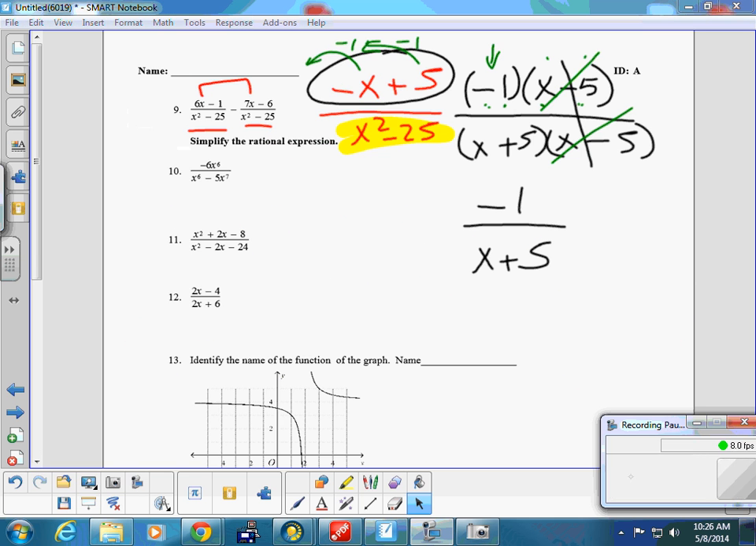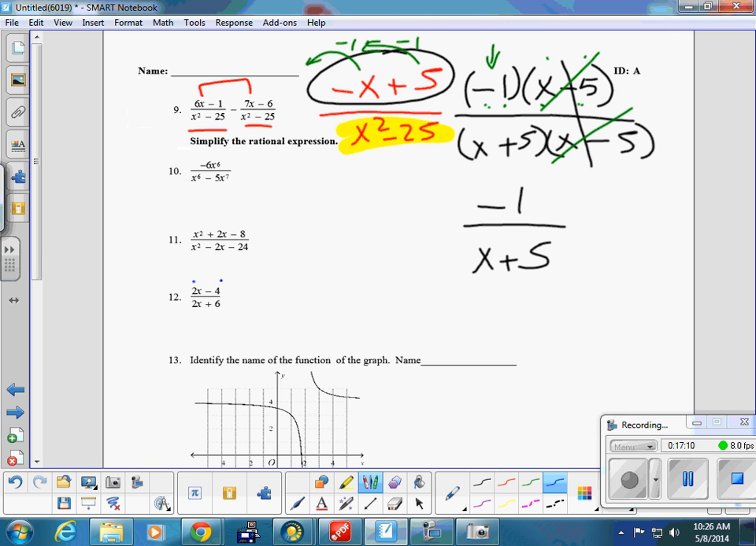Number 12, we're going to sit right here and do number 12. I see double here. I see 2's. So x minus 2. And on the bottom, I pull the 2 out. X plus 3. These cancel. And this is my final answer.